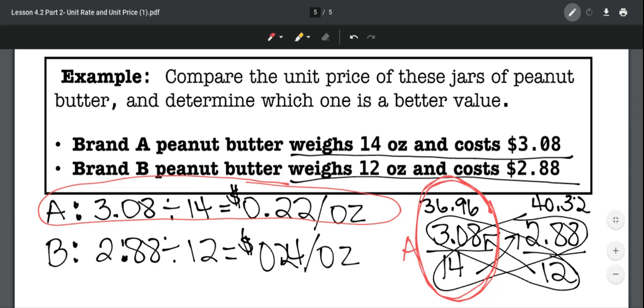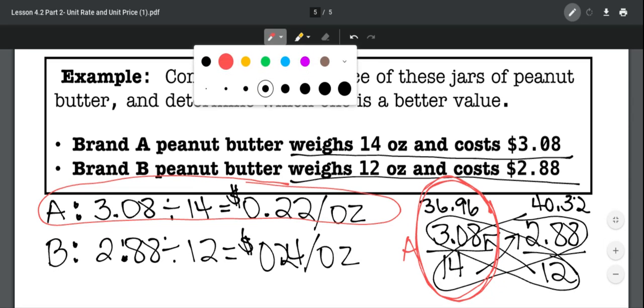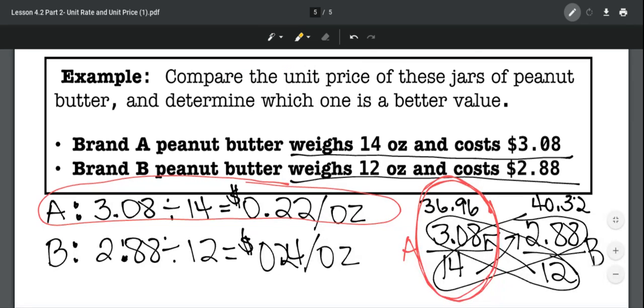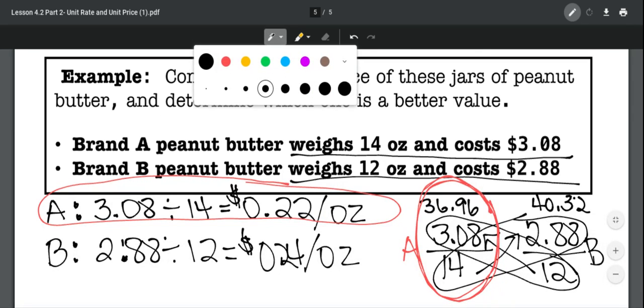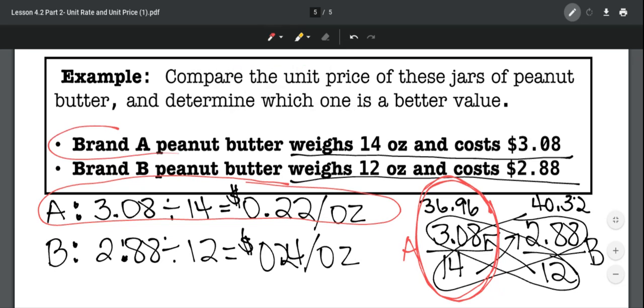So again, this is A, this is B, proving once again that brand A is the better value.